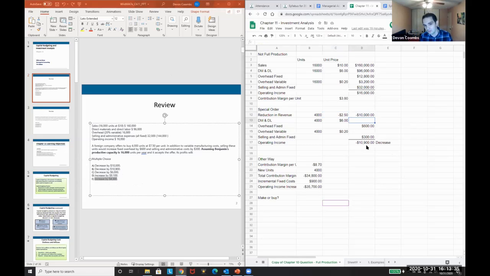But not only that, we also have these increased fixed costs, right? These increased fixed costs will go into the decrease of about $900. And so our answer will actually be B for this. That's $10,900 decrease. So just be careful with the production, right? And hopefully this makes sense that we can take our sales in general make $10 a unit, and we can't make more. Our factory can't make more than that 16,000 units. So we really have to be careful when making these decisions of special orders.